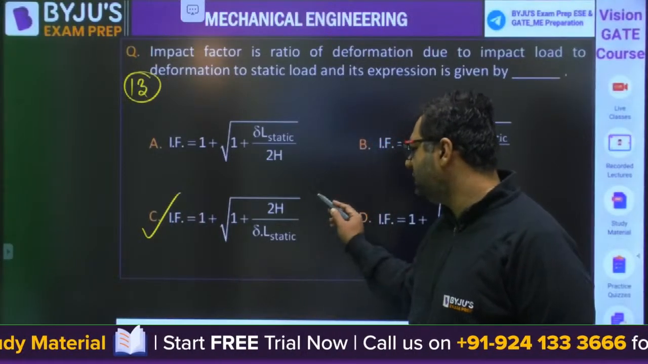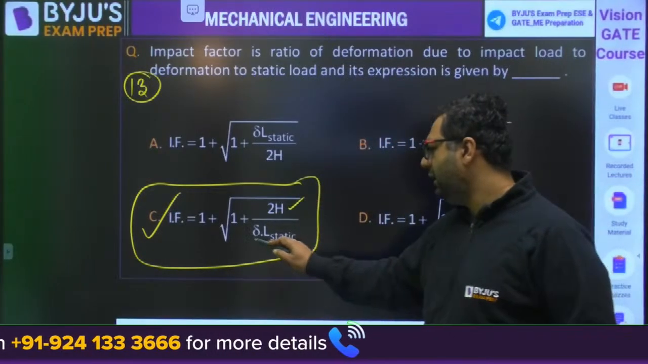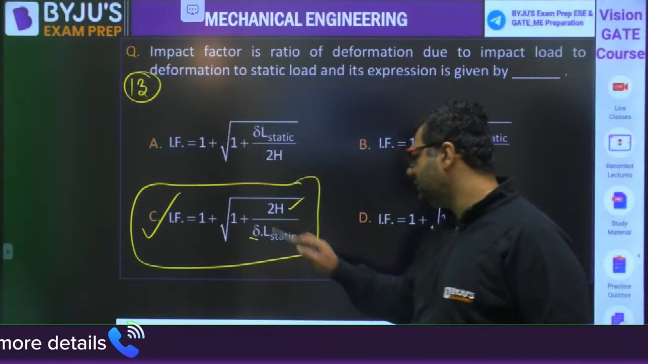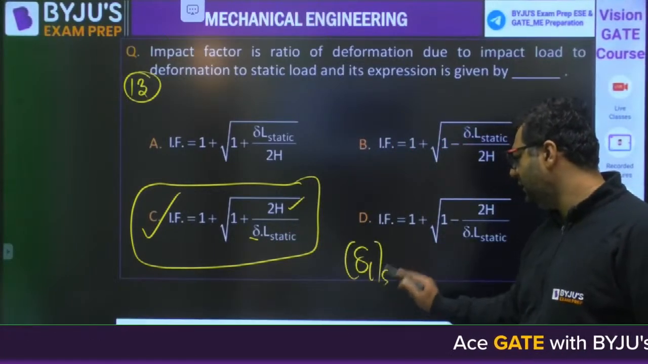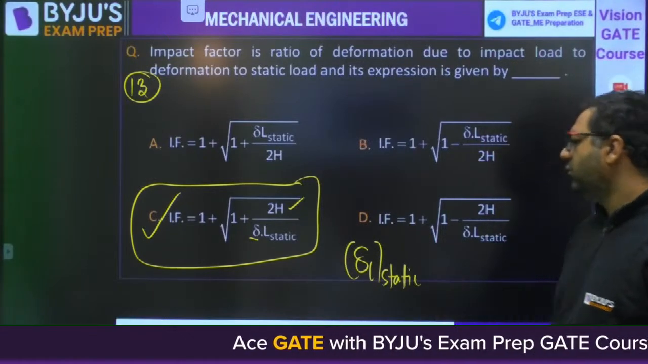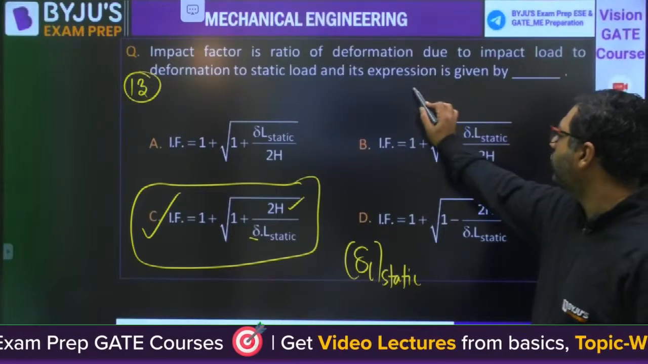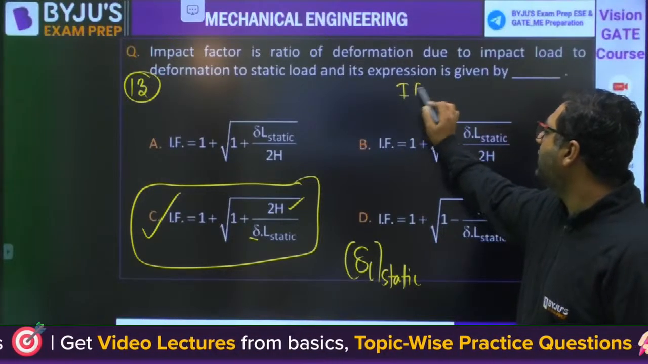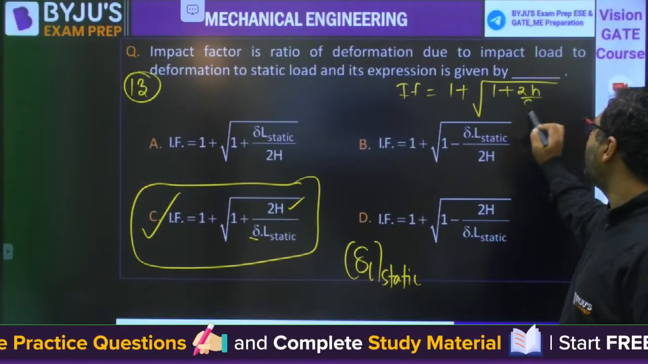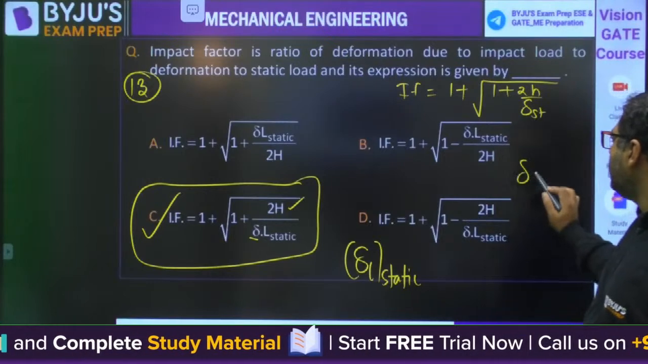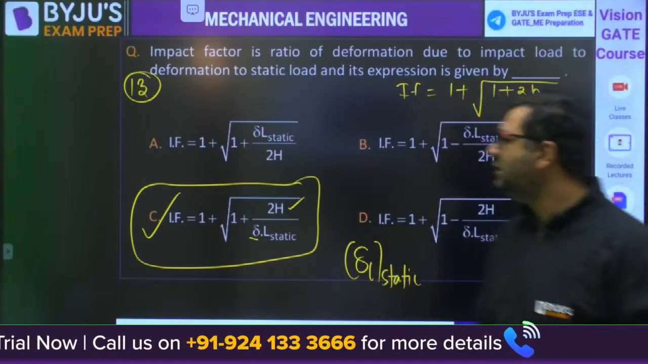Because you know impact factor is given by this. Here h is the height, delta static, and this is delta L. Fine. The formula comes out to be impact factor equals 1 plus square root of 1 plus 2h divided by delta static. Here delta is represented as delta L, so don't bother about that. The answer is C for this.